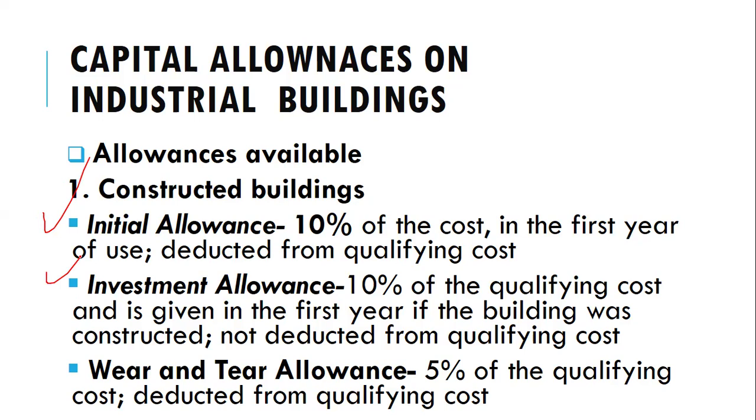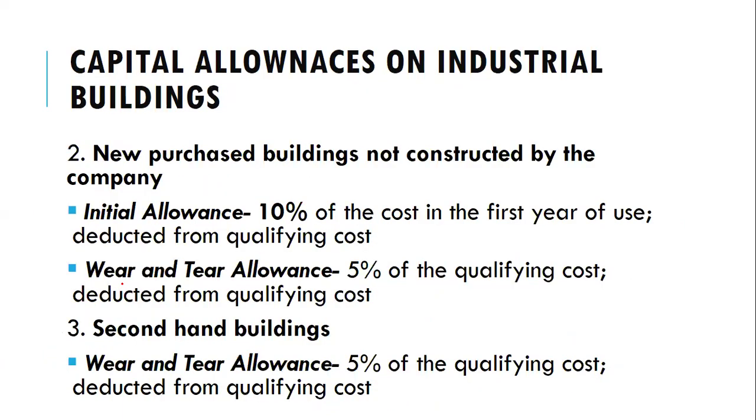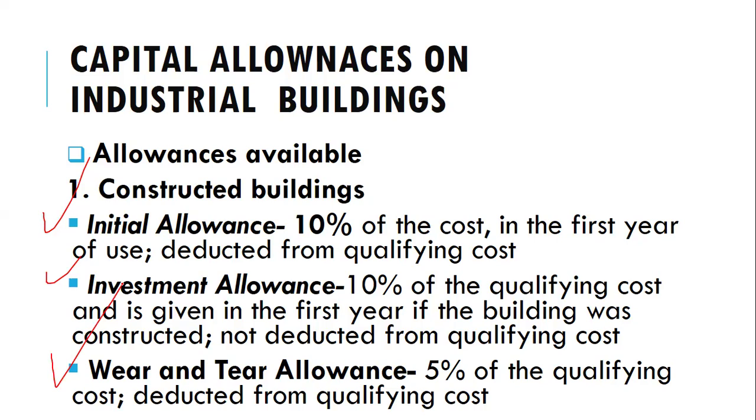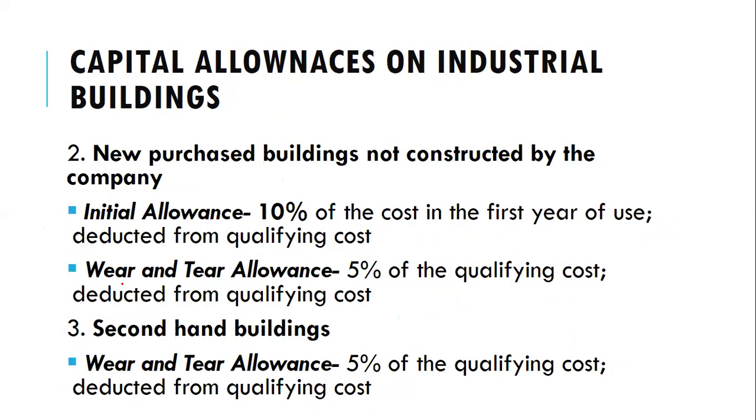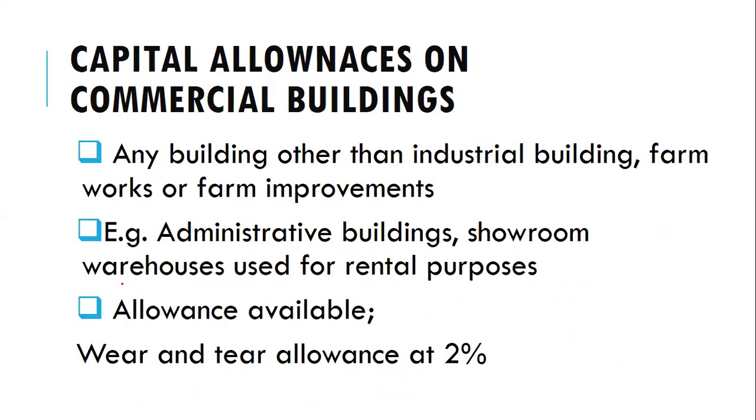In the subsequent years, you only give the wear and tear allowance. Therefore, if a building was purchased second hand, the only allowance you give is wear and tear allowance. But if a building is new, you didn't construct it, you just bought it new and it's never been used before, you give initial allowance and wear and tear allowance, which are given at the rates of 10% and 5% respectively. I don't know if it's clear.